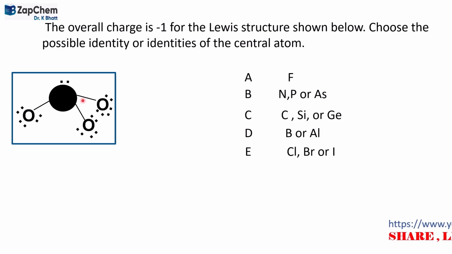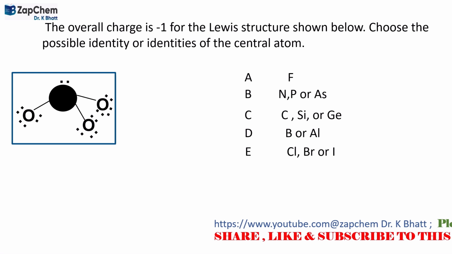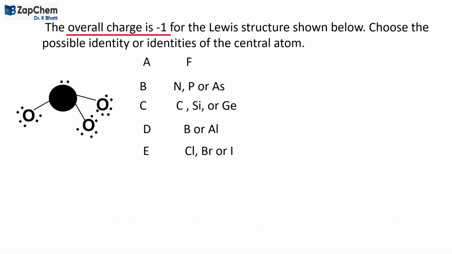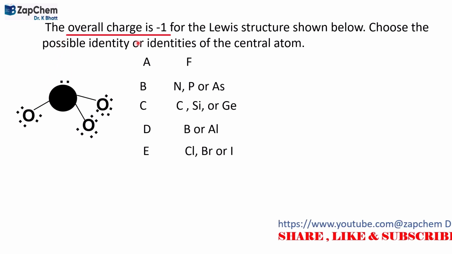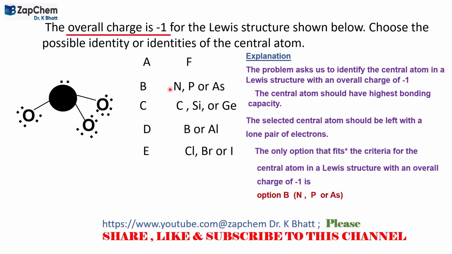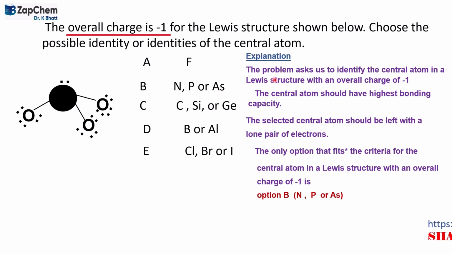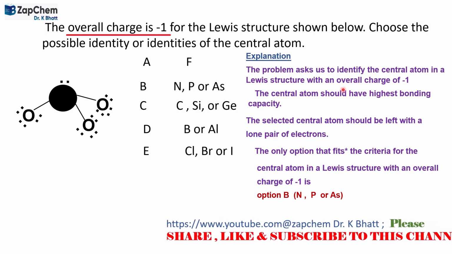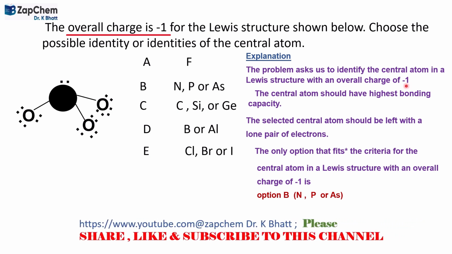here encircled with a dark circle. And in order to find out, it is possible to determine, consider the overall charge is -1. So here we can very easily find out. The problem asks to identify the central atom in the Lewis structure with an overall charge of -1.